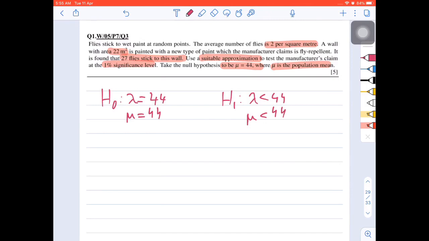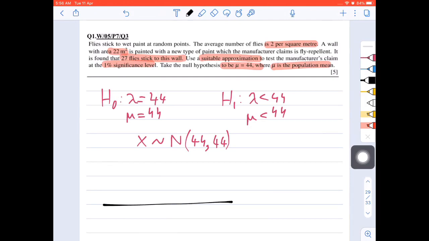Right? So since lambda is greater than 15, over here we can approximate to the normal distribution. So x follows normal with mean 44 and variance also 44. Now we have to find, if 27 flies stick to this wall, how are we testing the hypothesis, right? So I'll just draw a graph first.